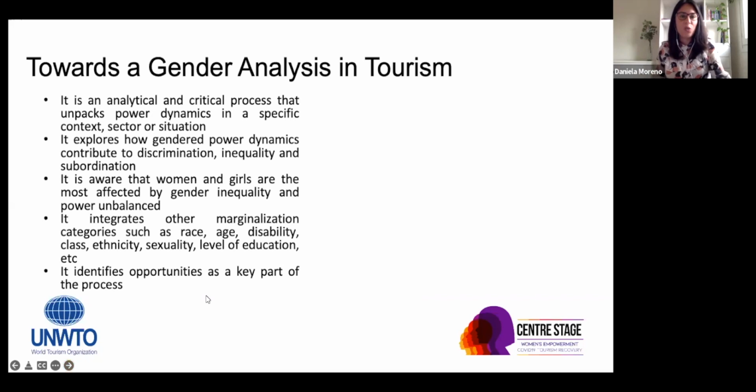Another point that we like to share with you: a gender analysis in tourism is aware that women and girls are the most affected by gender inequality and power imbalance. Unfortunately, this is the case, even though, of course, we have to include men and marginalized actors, but we have to be aware that women and girls are the most affected by gender inequality.